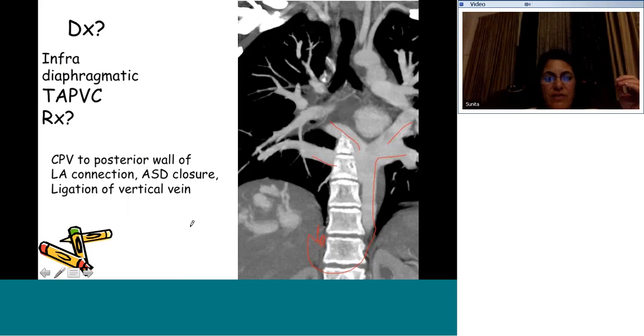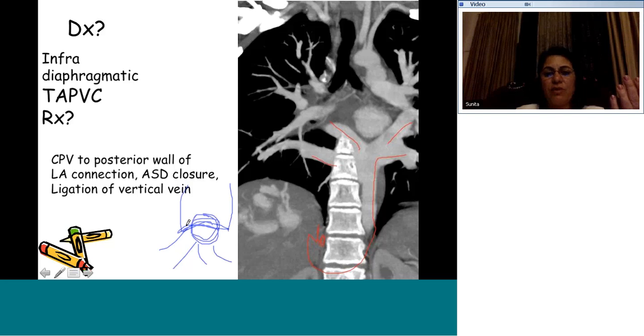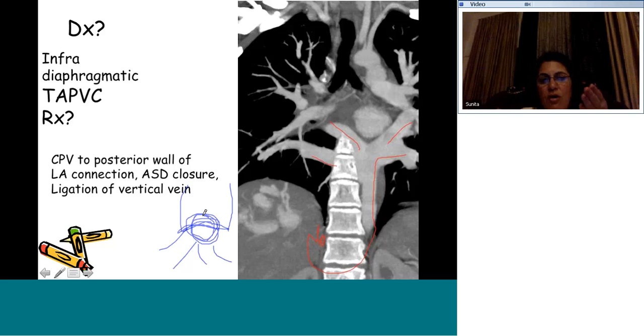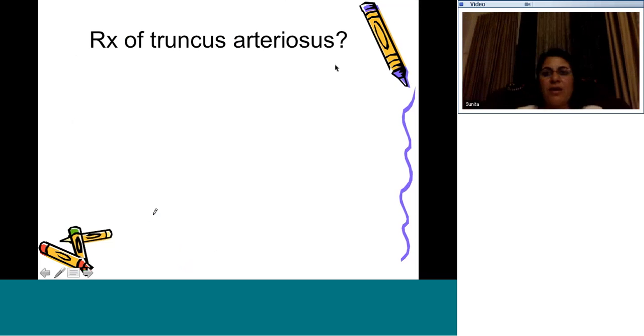So, the treatment of PAPVC is, if these are your pulmonary veins, right? They were coming back like this, and this is your common chamber. It's not connected to the LA, right? So this is your LA here. So you are going to go to the back of the LA, the posterior part of the LA, and create an opening between the common chamber and the left atrium. So the common pulmonary vein is connected to the posterior wall of the left atrium. The ASD should be closed off, and the vertical vein should be ligated.